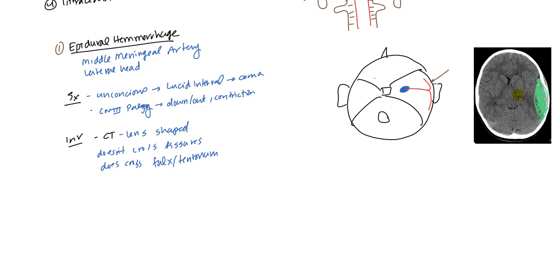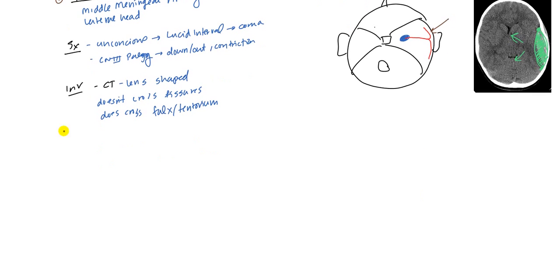And so you can see that here, as the brain is being pushed in both those directions, it can cause that. So that's epidural hemorrhage in a nutshell. The second thing that we're going to be discussing is the subdural hemorrhage. So this is going to be immediately under the dura mater.